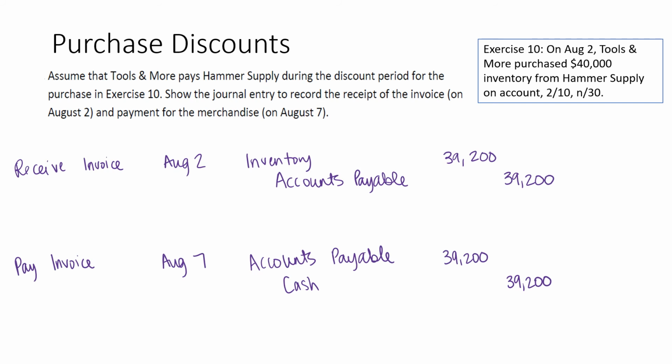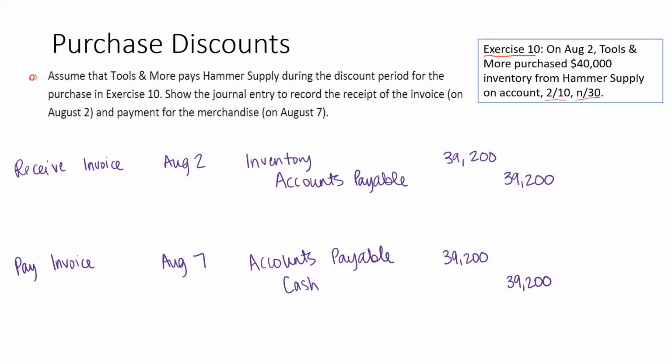So here's another example to show that a little more clearly. In a previous exercise that I don't think I included here, but just know when I refer to exercise 10, this is what happened in that exercise. On August 2nd, Tools and More purchased $40,000 of inventory from Hammer Supply on account, and the credit terms were 2/10 net 30. So just know that ahead of time.